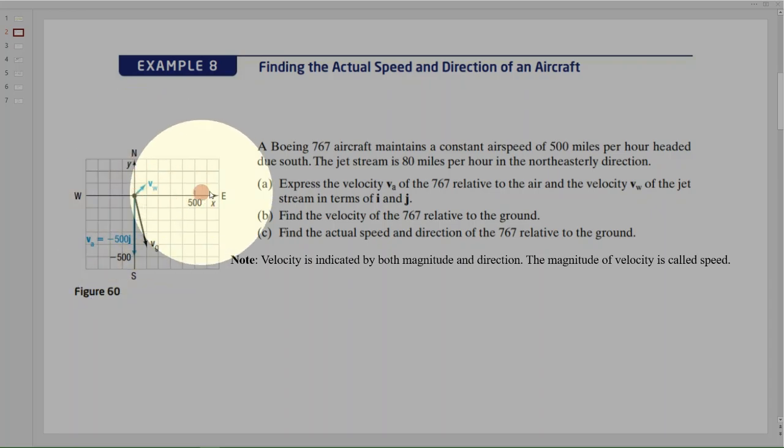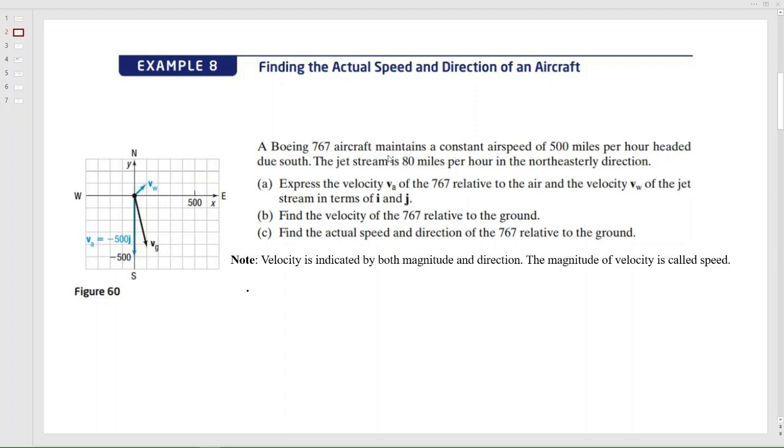And then we also need the vector for the jet stream. It's 80 miles per hour in the northeasterly direction. So in this case, we're going to have a northeasterly direction, and if we take it equal parts, that would give us a 45-degree angle here. So we have to create these vectors, and then we're going to find out this vector here, v sub g.